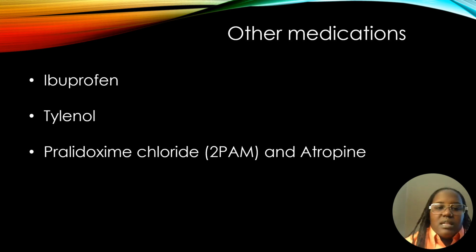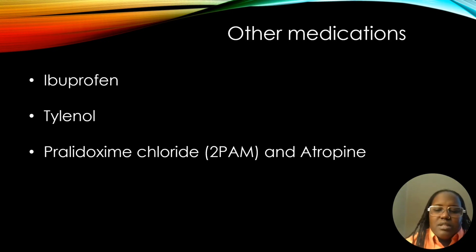So that is the end of our mainline medications that we give to our patients. We also have these other medications that you could potentially give to your patients: ibuprofen, Tylenol, and pralidoxime chloride with atropine. So we're going to go over those just briefly. With ibuprofen, another name for it could be Motrin or Advil. It's an NSAID, a non-steroidal anti-inflammatory drug. It's used to treat pain, fever, and reducing inflammation, right?